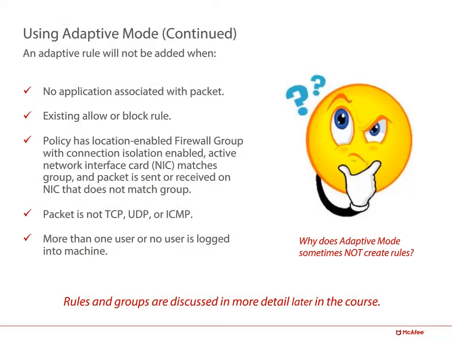Disable that. When will an adaptive rule be created? Well, first off, you don't have an application associated with the packet. Or, what's very, very important, you already have an existing allow or block rule. Another would be you have a location-aware firewall group where connection isolation is enabled and your active network interface card matches that group, and the packet is sent or received on the NIC that does not match that group. So we will not create an allow rule. Also, the packet is not TCP, UDP, or ICMP. Another case where it's not done is when you have more than one user logged onto the machine, or no one is logged onto the machine.